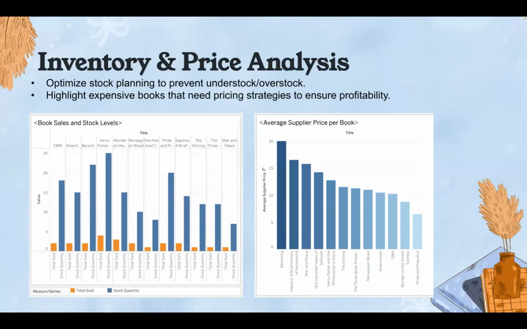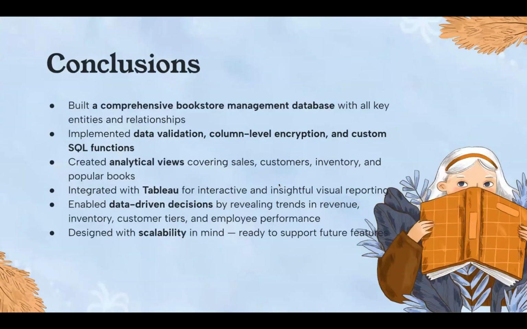By comparing stock level with sales, we could notice some hot selling books might run out soon, while others are overstocked. And by checking average supplier price, we can better manage procurement costs and profit margins.